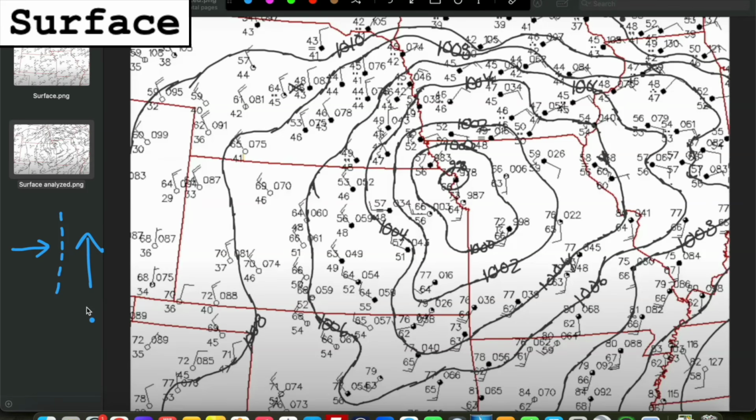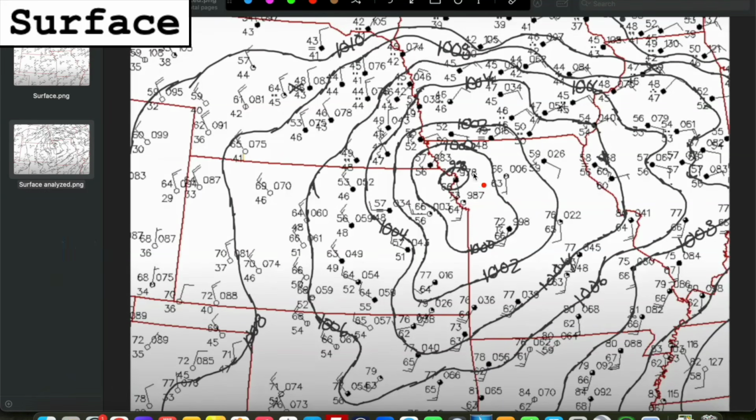We also can have temperature and moisture gradients. So if temperatures are very cool on one side of a boundary and very warm on the other side, there's likely a frontal zone there. Also moisture. It can be a lot drier on one side of a boundary and a lot more moist on the other. So let's take a look here at our example.